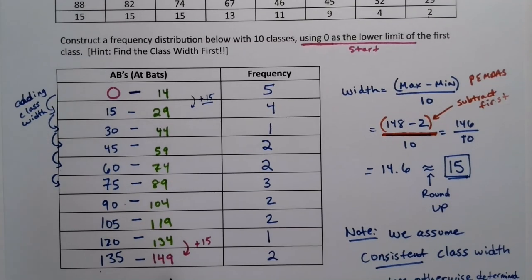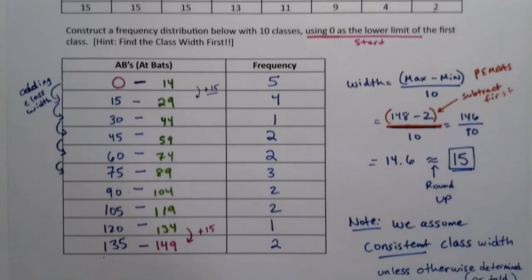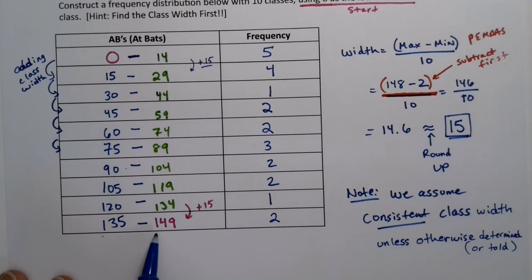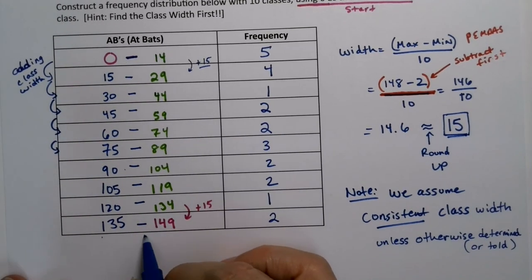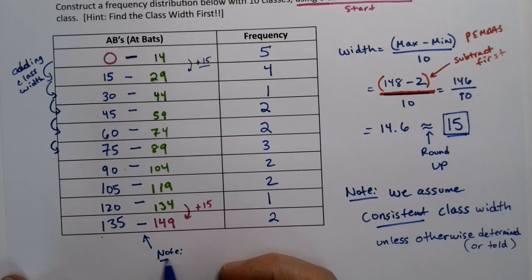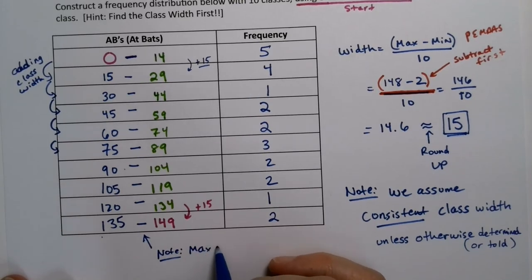And notice that high number right there covers my maximum. My maximum value has to fall in that class, and it does. So we can make a little note. If it doesn't, you've done something wrong.